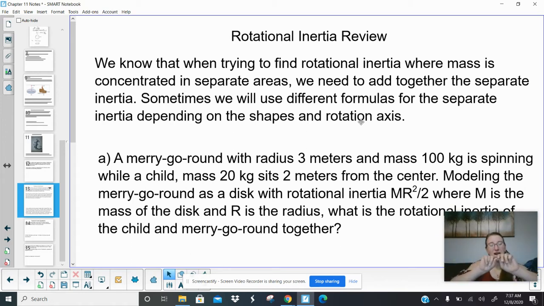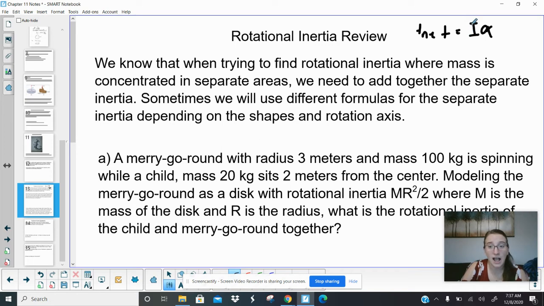Anyways, we're going to need to review that stuff before we can go on with the 11.3 practice, so we have all of the skills we need in order to actually do those problems. So this is basically a review. We have learned this before, that when you have rotational inertia with mass concentrated in different areas, we need to add it together to get the rotational inertia as a whole. Again, that's so we can do problems like torque net equals the rotational inertia times the acceleration.